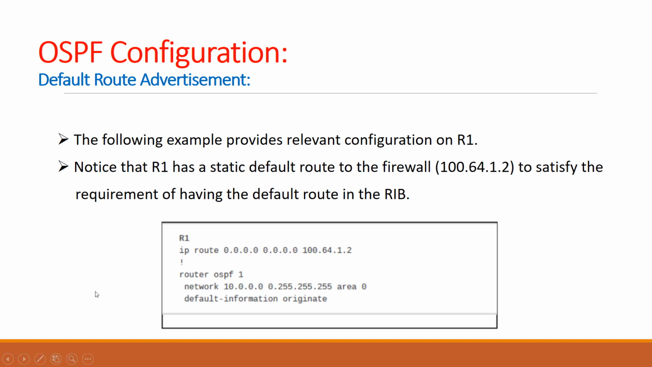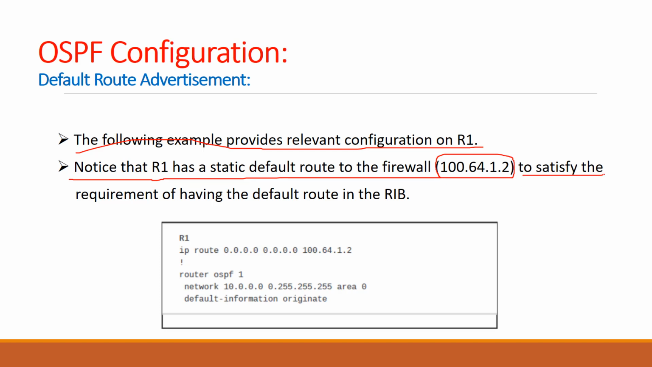Yes, the following example provides relevant configuration on R1. Notice that R1 has a static default route to the firewall, 10.100.64.1.2, to satisfy the requirement of having the default route in the routing information base.